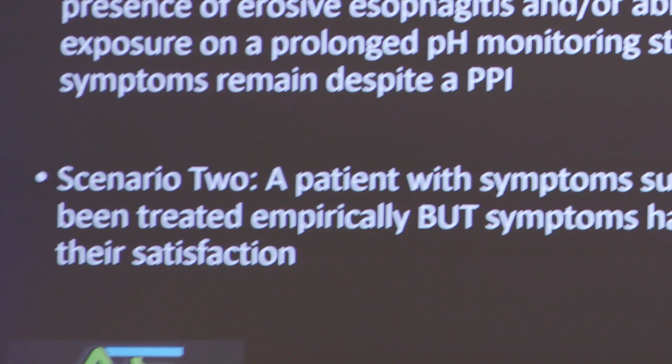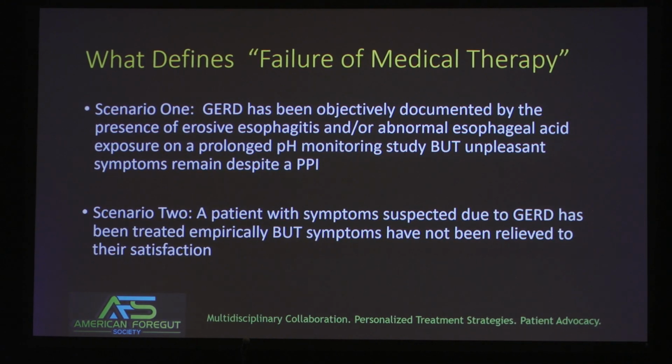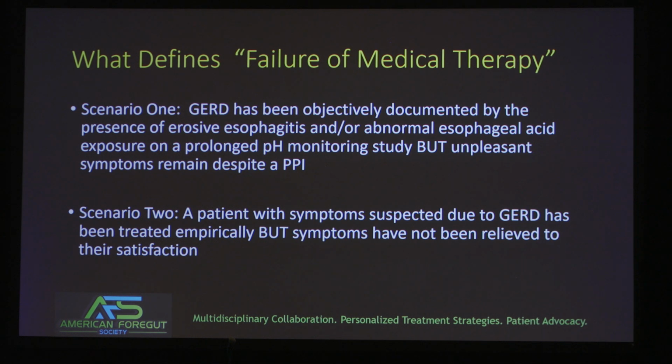So, what are the definitions that we're working with today? There are two. You heard a little bit about both of these scenarios from Dr. Yadlapati, but scenario one is that you have an objective diagnosis of GERD, documented by erosive esophagitis and or abnormal acid exposure on a prolonged pH monitoring study, but unpleasant symptoms remain despite a PPI. And scenario two is a patient with symptoms suspected due to GERD who's been treated empirically, but the symptoms have not been relieved to their satisfaction.